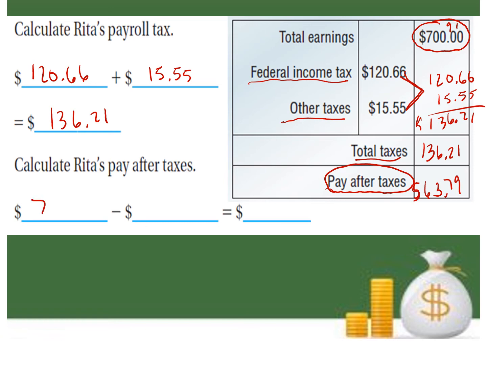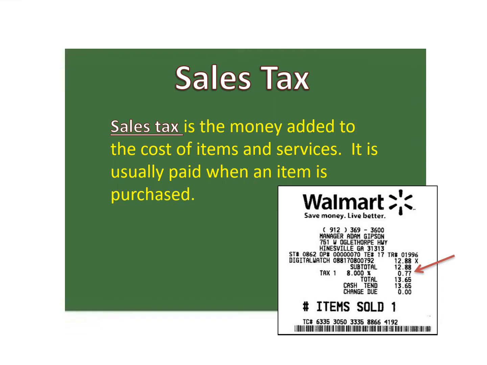So I take $700, I subtract $136.21 in taxes, which gives me a total of $563.79 to bring home. Okay? All right.